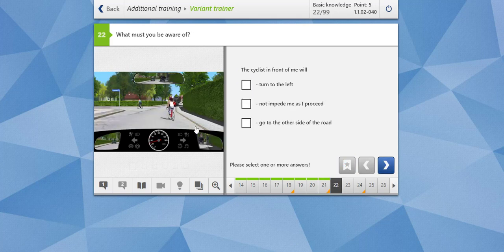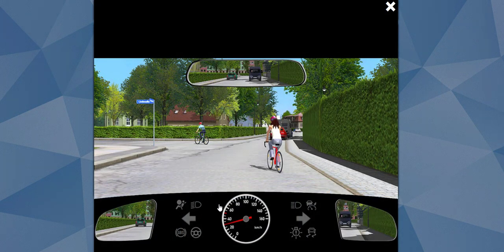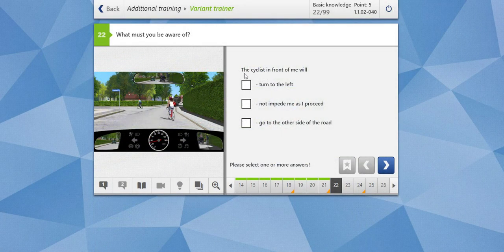What must you be aware of? So if you look at the situation, what we see here is that these cyclists are turning towards the left side. Let's look at the options. The cyclist in front of me will turn to the left. Yes, because they are already turning to the left.